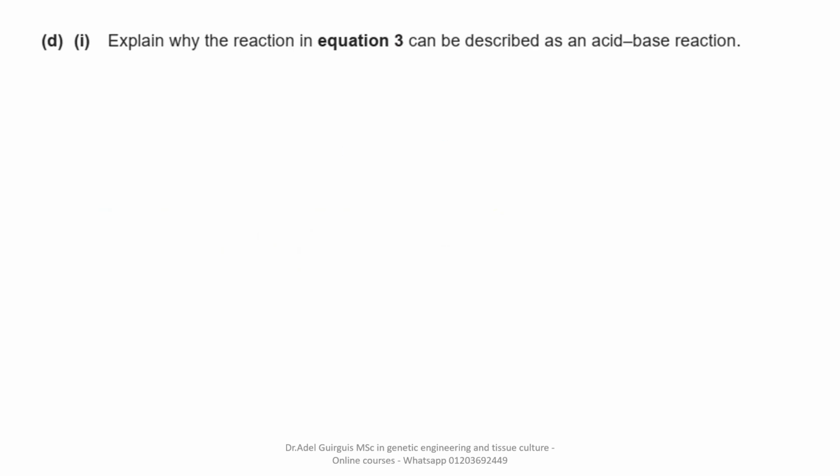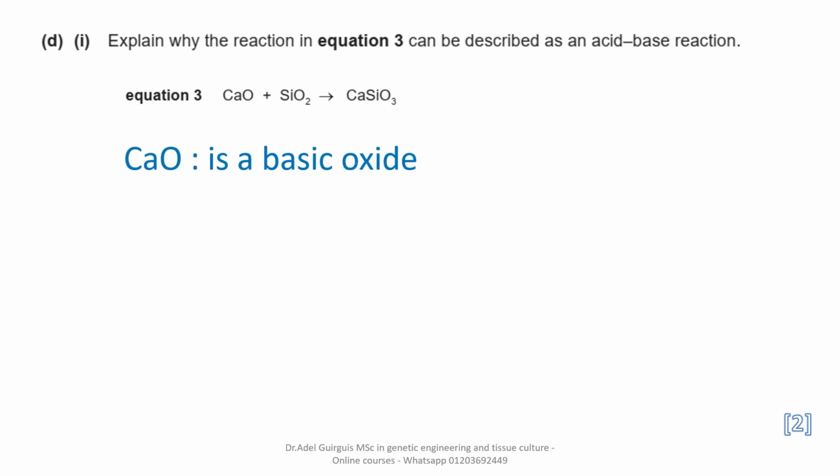D single I. Explain why the reaction in equation 3 can be described as an acid-base reaction. Equation 3, calcium oxide plus silicon 4 oxide react to give calcium silicate, CaSiO3. Why is this reaction described as an acid-base? Look at CaO, calcium oxide. Calcium is a metal, silicon is a non-metal. Calcium oxide is a basic oxide reacting with silicon dioxide, which is an acidic oxide.